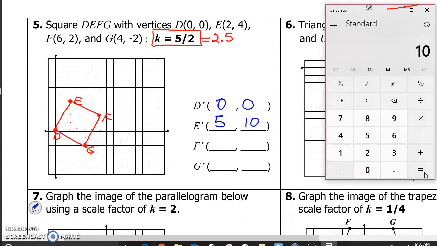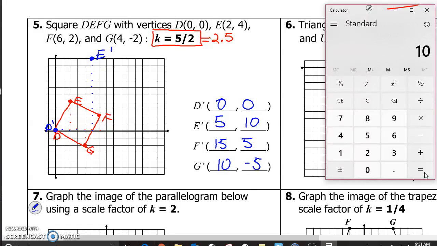Okay, so you guys do the rest, multiplying it by the scale factor of 2.5. Okay, so you should have gotten 15, 5 for F and 10, negative 5 for G. So plotting that new figure, D is at the same point, 0, 0. E is going to be at a new point, positive 1, 2, 3, 4, 5, up 10. Oh, no, I gotta count. 1, 2, 3, 4, 5, 1, 2, 3, 4, 5, 6, 7, 8, 9, 10. Okay, point E.